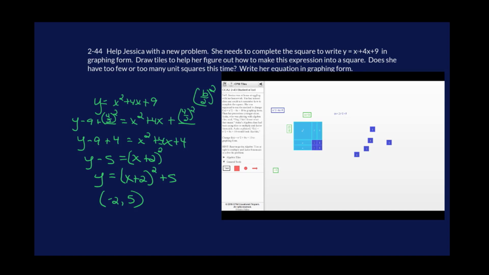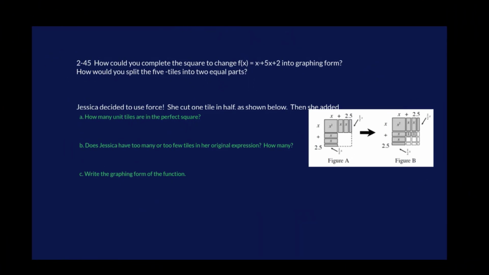So moving on to 2-45. So this is 2-45, which is a little bit different than the others. But rather than using the algebra tiles this time and creating a video, I'm just using the images that they came up with. But Jessica decided to use force to cut one of the x's in half because we have x squared plus 5x plus 2. So that's not going to be an easy one to solve. So in the diagram, you see how she's cut one in half.